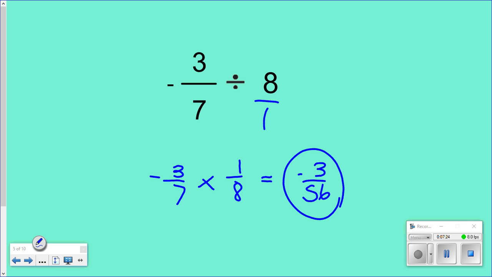Yep. How are we doing? So far, so good? Easy enough to remember? Do we ever flip the first one? No. What do you flip? Just the second, all the time, all the time.